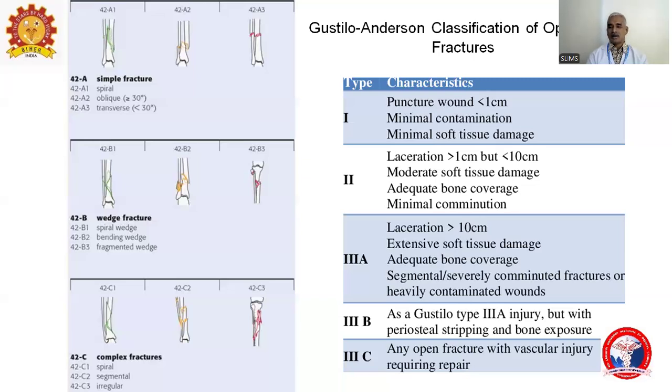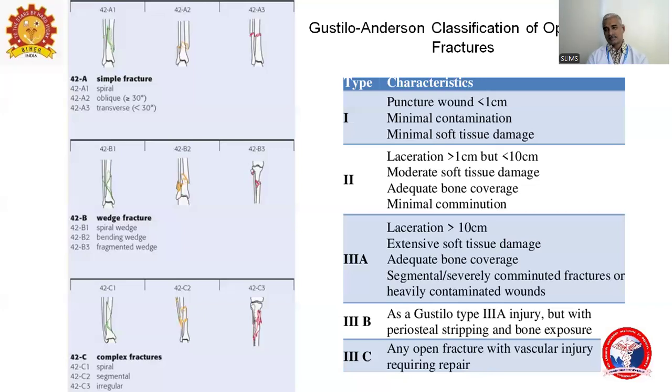If periosteal stripping is there, then we call it 3B. With all the criteria of 3A, heavy periosteal stripping means the periosteum covering the bone is also torn. Then the blood supply to the bone is hampered, so immediate intervention is needed and the prognosis is guarded. So it comes under classification 3B. And 3C is any open fracture with vascular injury. The fracture may be of any pattern, but if there is a vascular injury, we type it as 3C.